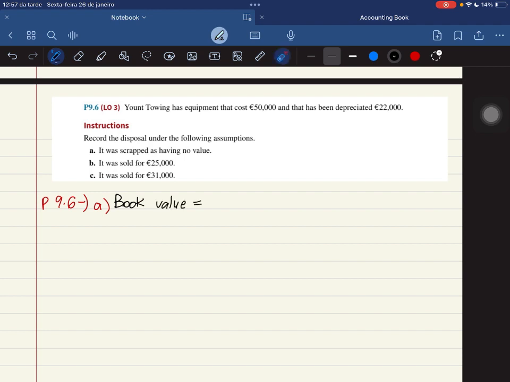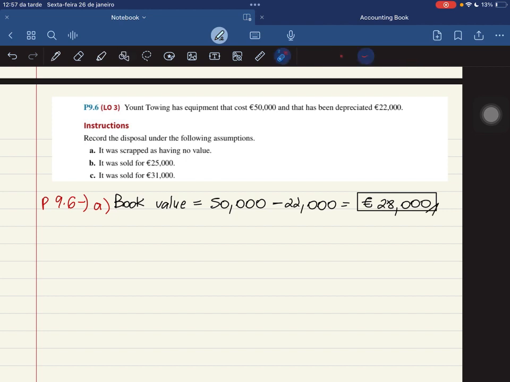Because what we have here is the accumulated depreciation. But we do not have the book value, so we have to calculate it. And that equals the original cost minus all of the depreciation that has happened up to this point, which is $22,000. That gives us a current book value of $28,000. And what does that tell us?